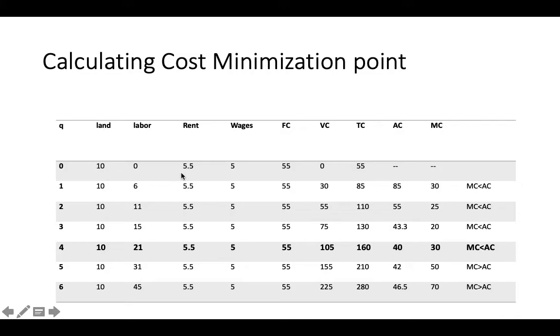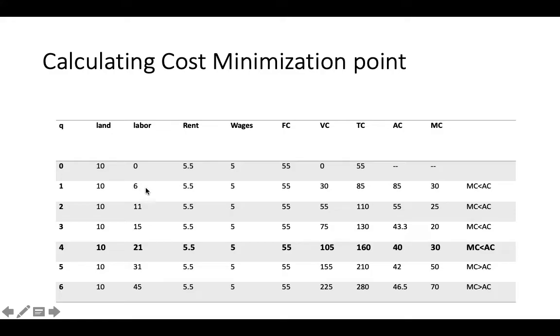Now, land multiplied by rent, 10 into 5.5, is going to be 55, which is the fixed cost, and it is going to be same at each level of output. 55 when the output is 0, for the first unit produced it is 55, second it is again 55, and so on. Variable cost, when the output is 0, variable cost is 0 as well, because the firm is not hiring any worker. Now, to produce first unit, it hires 6 workers.